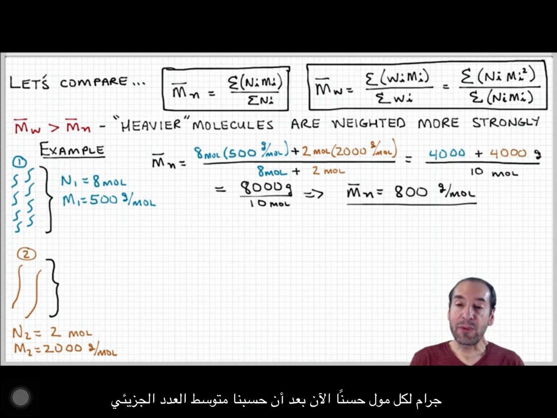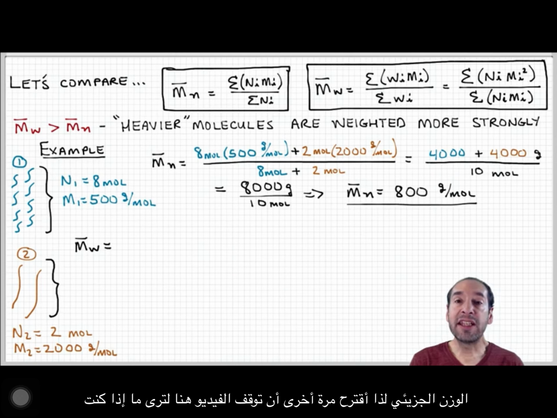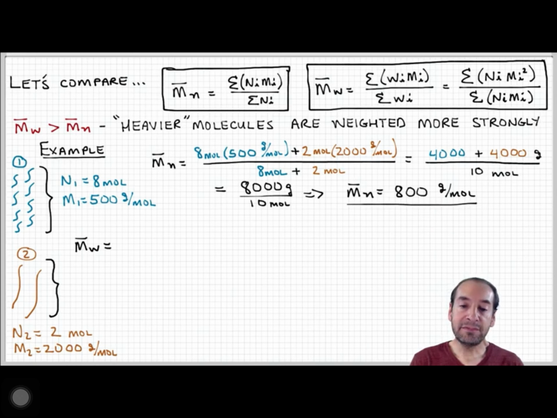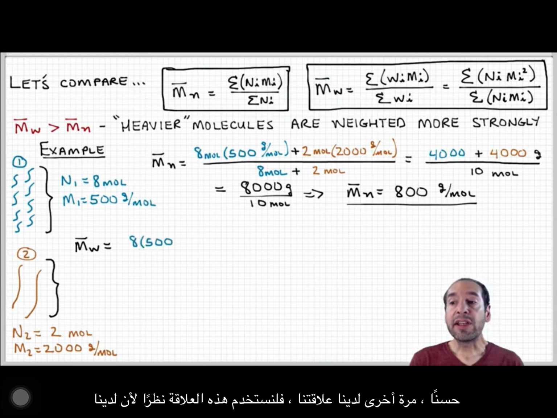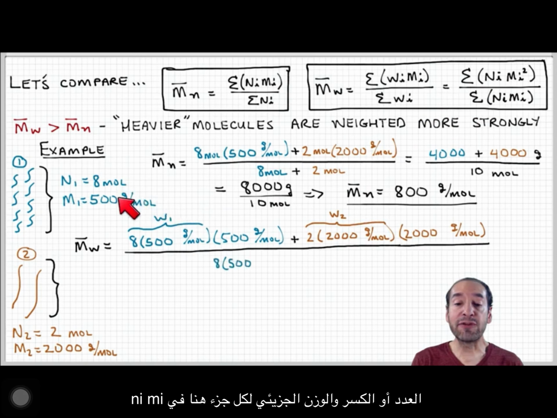Okay, now that we've calculated the number average molecular weight, let's try calculating the weight average molecular weight. So again, I'd suggest that you pause the video here, see if you can do this calculation, then start it up again, and I'll talk you through it. Okay, so again, we have our relationship. Let's use this one since we're given the number fraction and the molecular weight of each fraction.